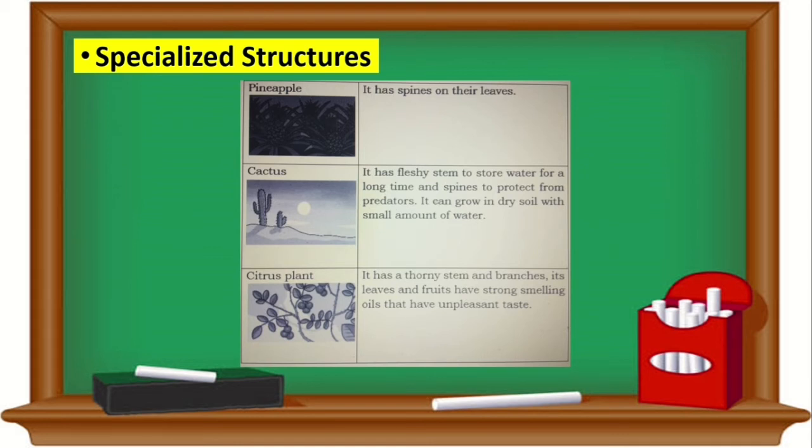Cactus. It has fleshy stem to store water for a long time and spines to protect from predators. It can grow in dry soil with small amount of water. And the last one is the citrus plant. It has a thorny stem and branches. Its leaves and fruits have strong smelling oils that have unpleasant taste.